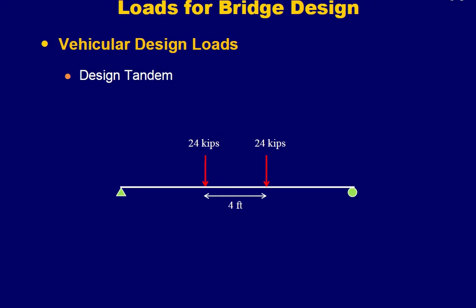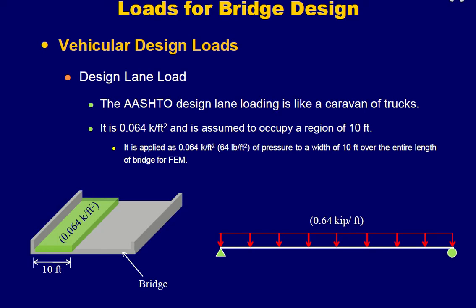The second type of loading is the design tandem. The design tandem is a simple one in which two equal loads of magnitude 24 kips, 4 feet apart, are applied on the bridge or girder or whatever structure you want to design, and it is analyzed for this type of load. And the third one is the design lane. In the design lane, the AASHTO design lane loading is like a caravan of trucks. It is 0.064 kip per square foot and is assumed to occupy a region of 10 feet.